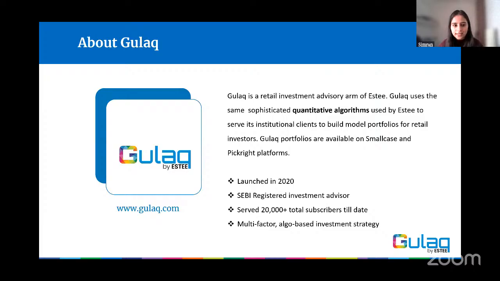On to the next slide. While PMS mainly caters to the HNIs, we wanted to make the power of algo driven investments accessible to everyone. And that's how Gulaq was born in 2020. So, using the same tech and research that we did in ST, we created model portfolios designed specially for retail investors. From 2022, we have served more than 20,000 clients already and have an impressive track record of 4 plus years.